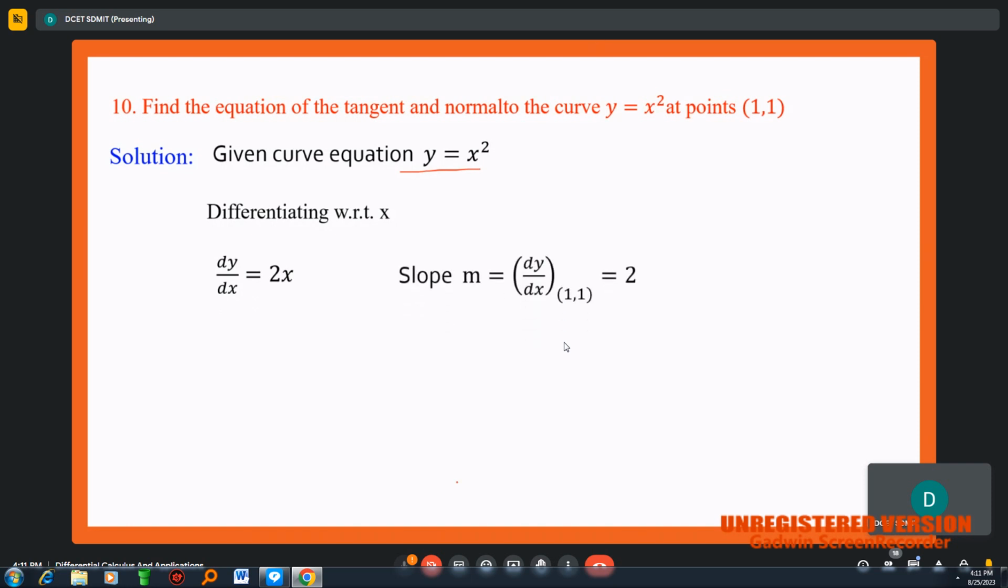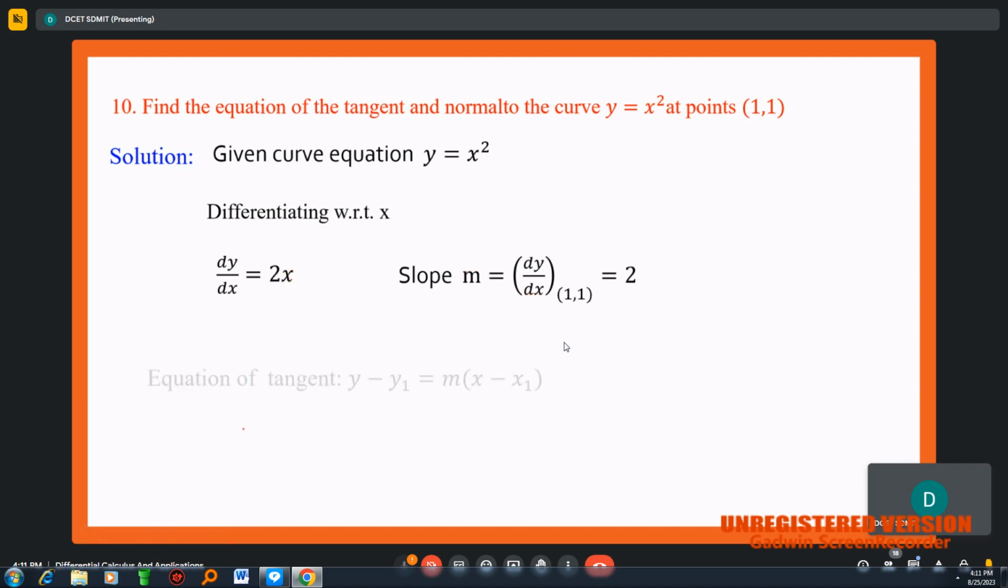Now, what is the slope? Slope m is equal to dy by dx at the point (1, 1). dy by dx is 2x. In the place of x, we replace 1. That is 2 into 1, which is 2. We are getting m is equal to 2.